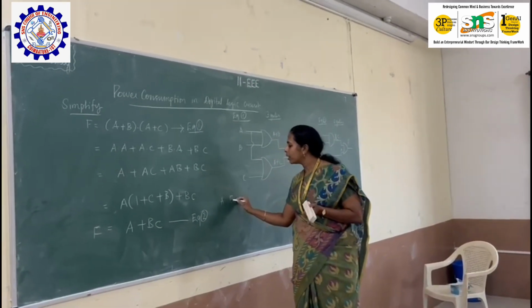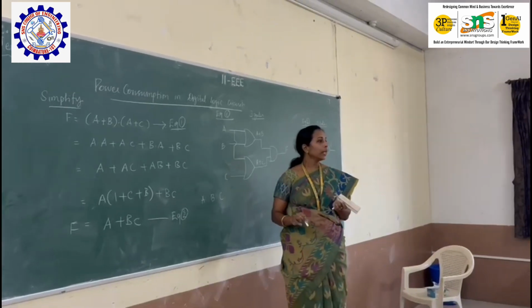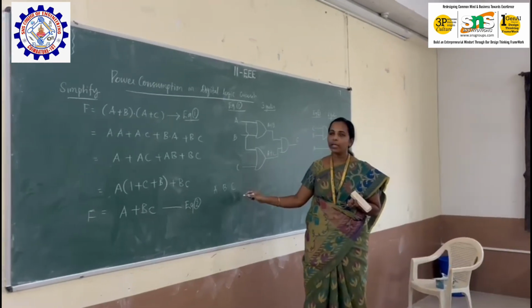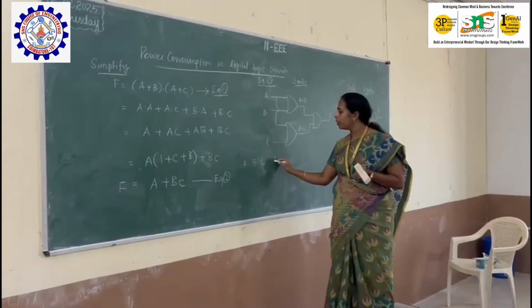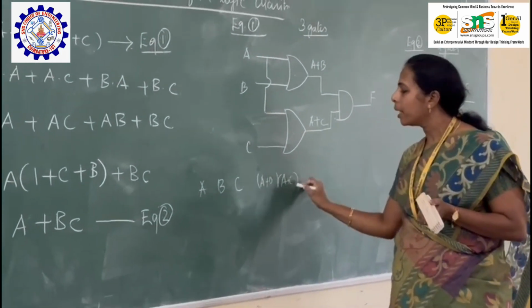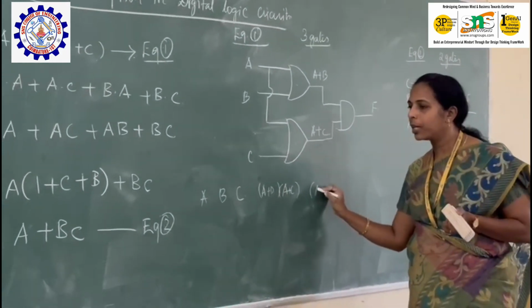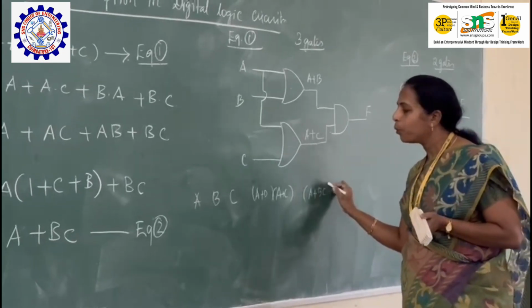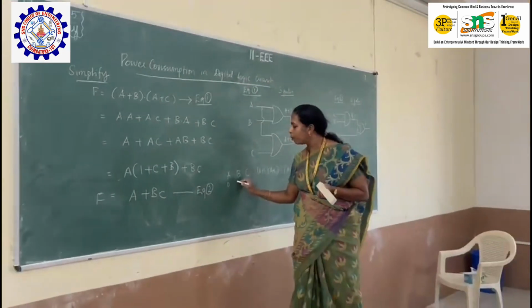How many variables are here? 3 variables, A, B and C. So the next column will be (A plus B) into (A plus C), and then the next column will be the second expression, A plus BC. If you have 3 variables, how many possible combinations will there be?